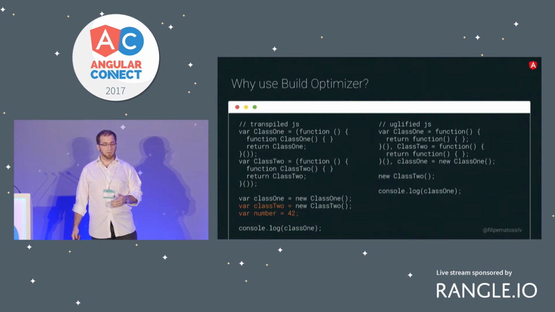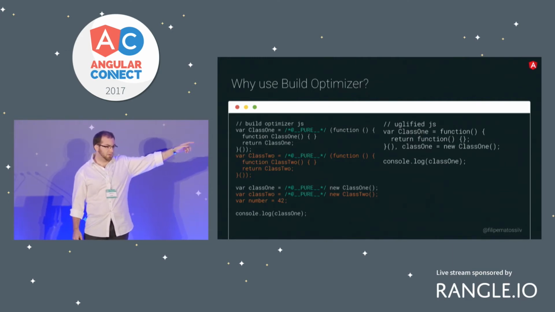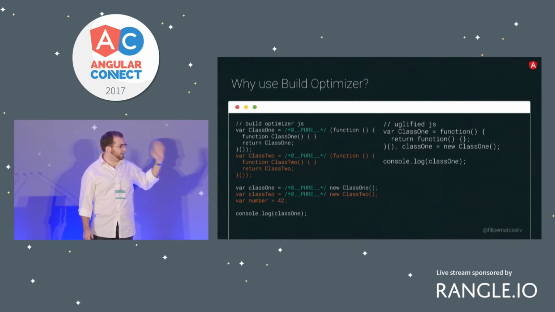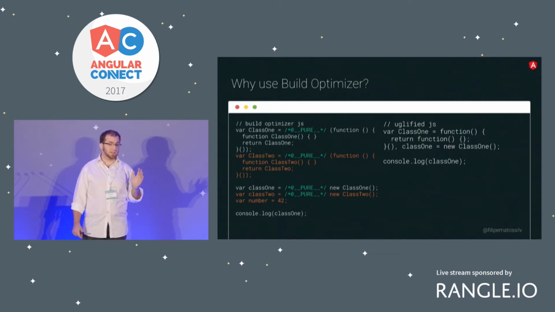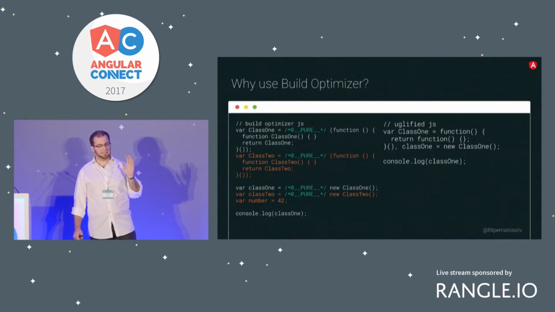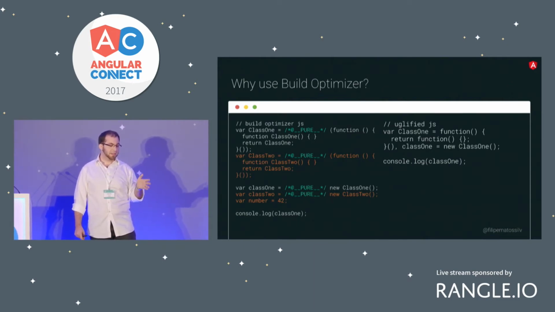So what we go and do here with Build Optimizer is that we add those little comments. You see those pure comments? Those comments mean this statement here has no side effects. So we added it to the class declarations, we added it to the class instantiations, and when we run this through Uglify, it's much, much smaller because the class instantiation for class 2 was dropped. And once that was dropped, the class declaration was dropped as well.